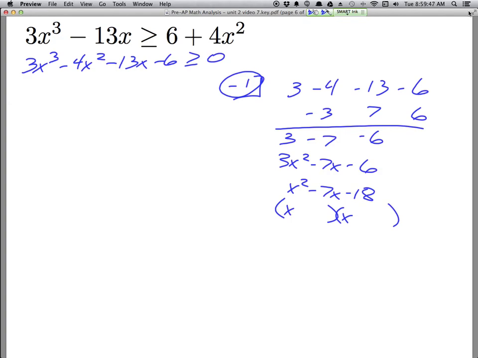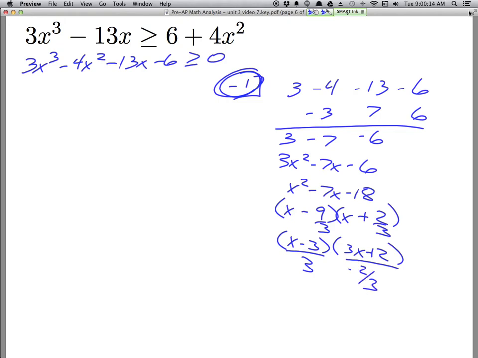So what would those factors be? 9 and 2. Signs are different. Biggest one's negative. Don't forget to divide. So that is x minus 3 and 3x plus 2. So I've got -1. I've got 3 from there. What do I get from that one? -2/3. So make sure you put it on your number line in the correct order. So we need -1, -2/3, and 3.